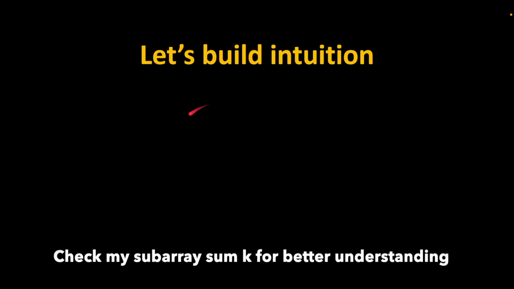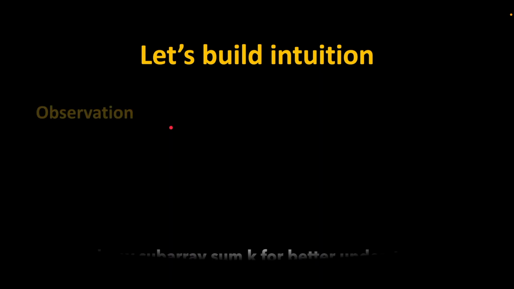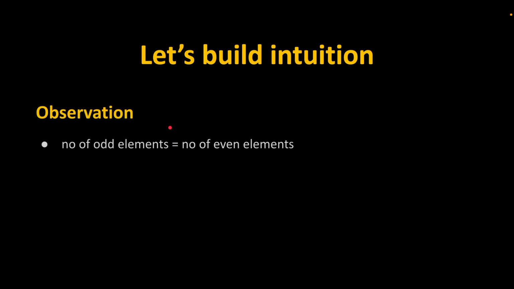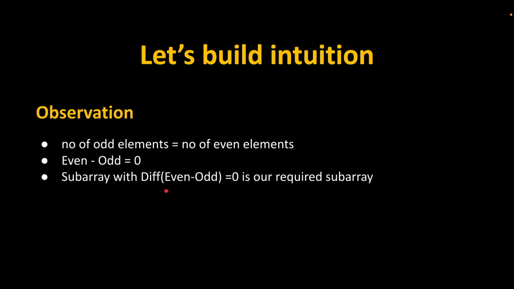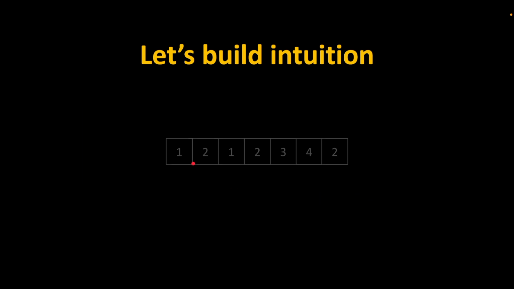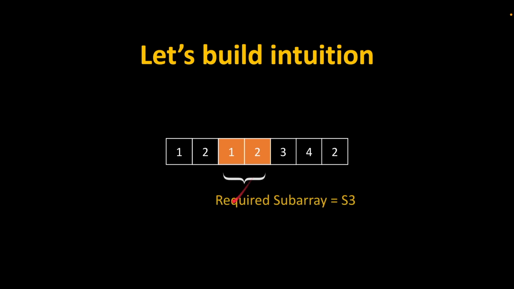Let's build the intuition. We have one observation here. We know the number of odd elements is equal to the number of even elements. This means even minus odd elements is equal to 0. So the subarray which has even minus odd equal to 0 is our required subarray. Let's take an example of this array. So this is our required array.